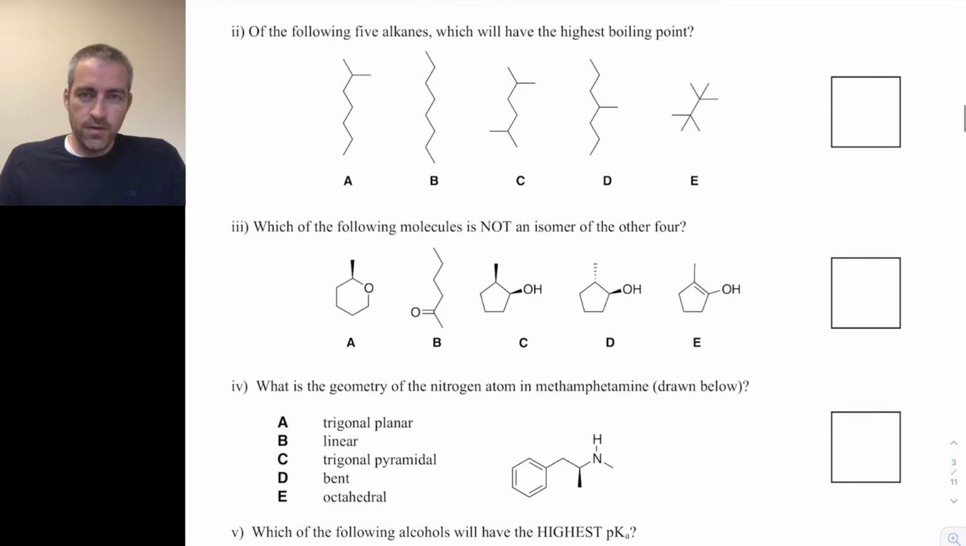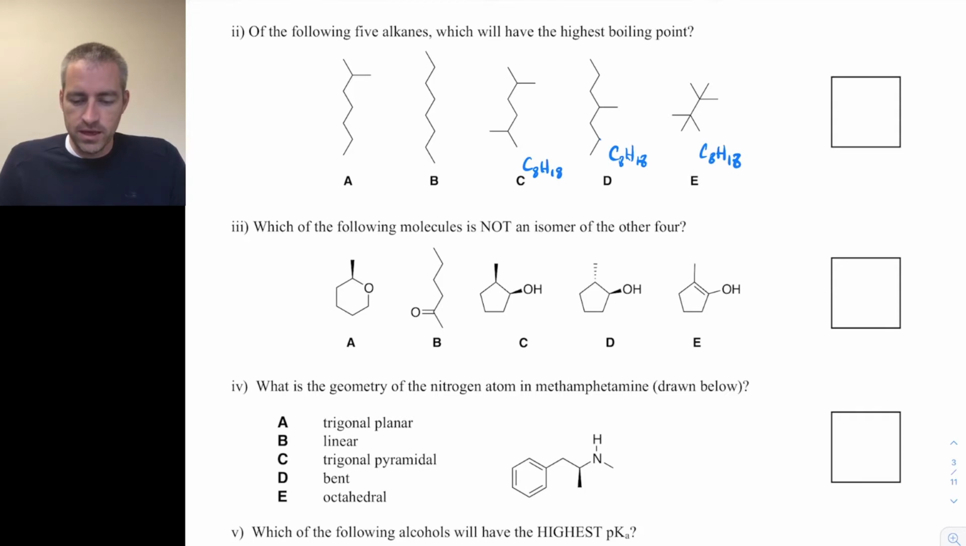Number 2, out of the 5 following alkanes, which will have the highest boiling point? So I think these are all isomers of each other. They're all C8H18: 1, 2, 3, 4, 5, 6, 7, 8, C8H18, C8H18, and so on. So these are all isomers of each other.